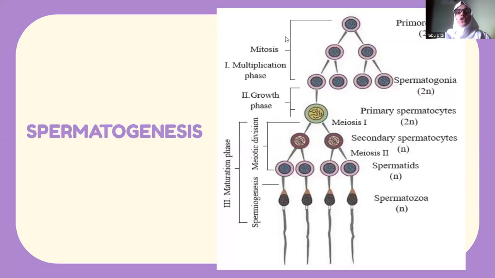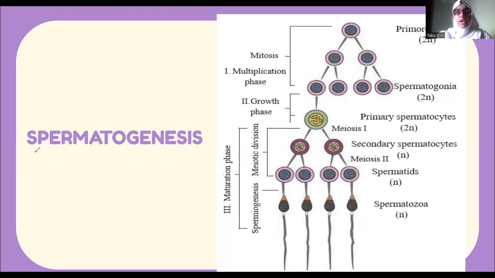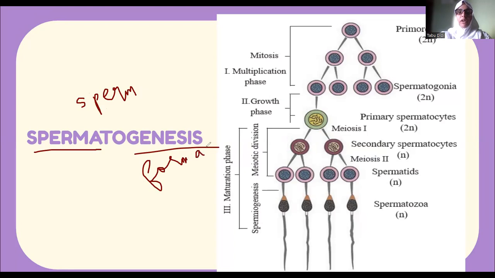Let's begin. It's a very simple topic. If you remember this flow chart, it will be easier for you to understand, as well as write a note on this. Okay. So how does spermatogenesis begin? Let's just understand the word first. Spermato is related to sperms, that is the male gamete, and genesis is nothing but formation. So how are they formed?